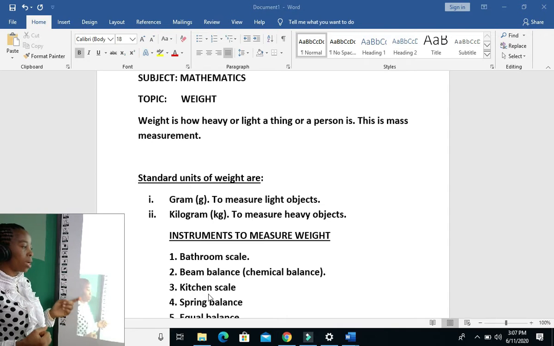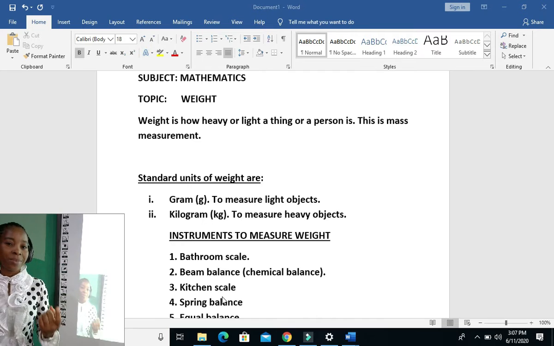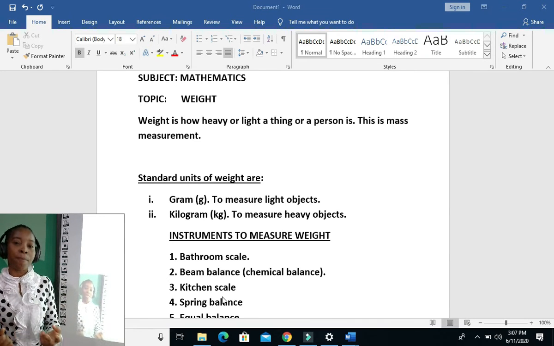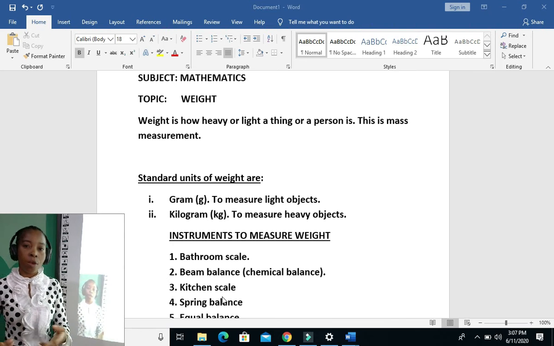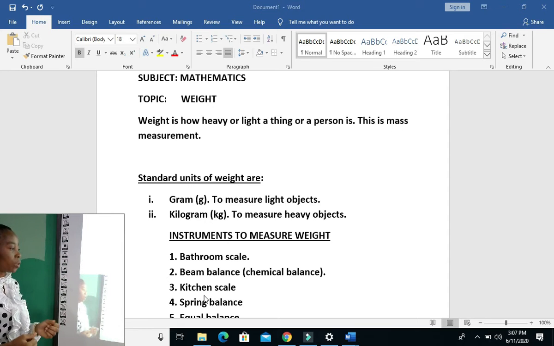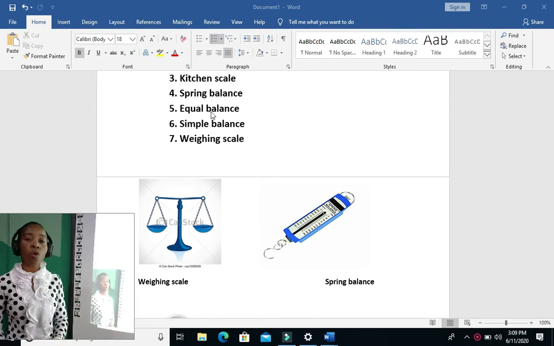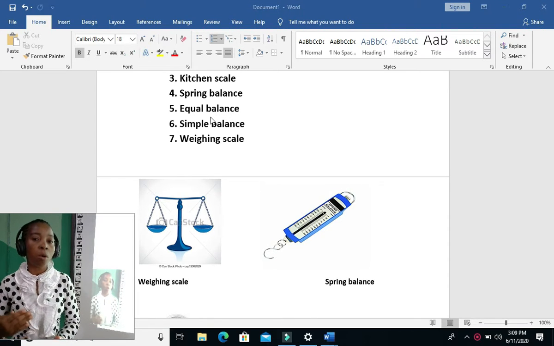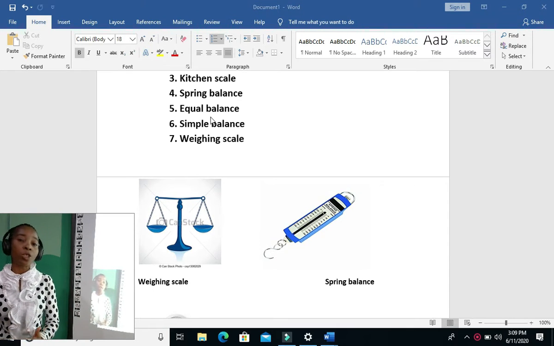And we have another one, the kitchen scale. I've already explained this one. It is mostly used by market women to weigh what they are selling when we want to go and buy chicken or meat in the market. We also have the spring balance. It's also used in measuring weight. We also have the equal balance. Say it after me. Say equal balance. Equal balance is used also in measuring weight.